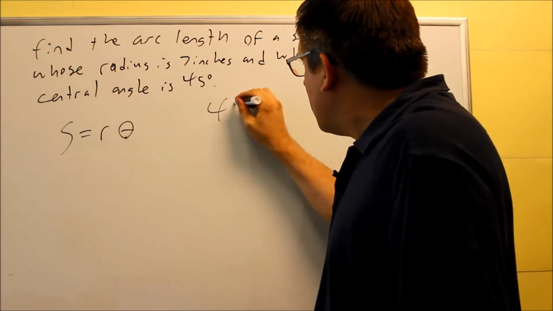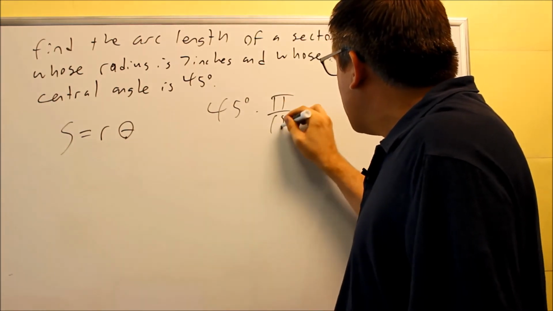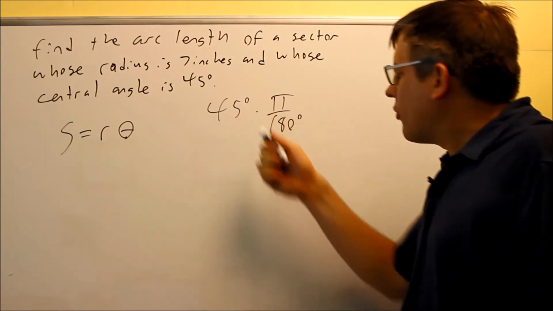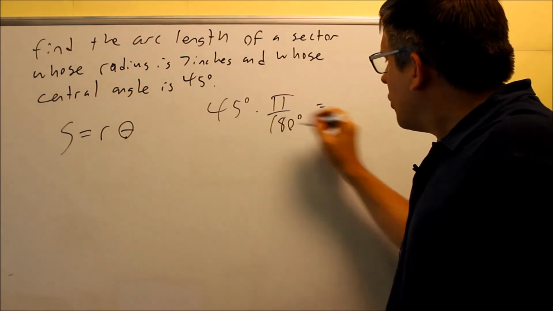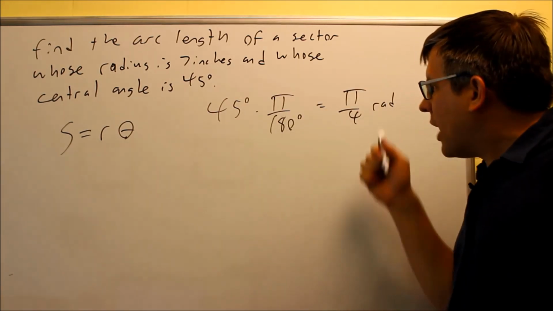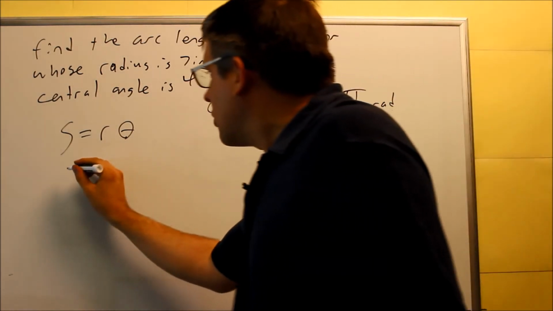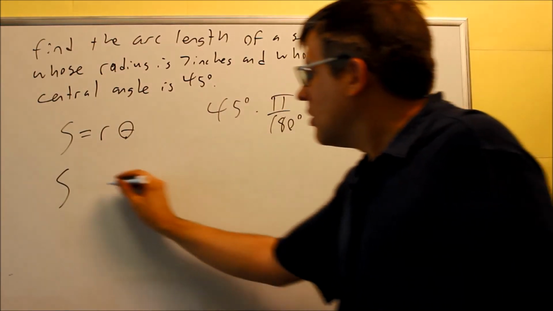So I first need to take 45 degrees and I'm going to change it over into radians by using the conversion on that. So I have 45 degrees, pi over 180 is my conversion. If I reduce that, I get pi over 4 radians. So pi over 4 is what I'm going to use when I put it into the formula itself. So arc length is what we're trying to find. So this time we're solving for S.